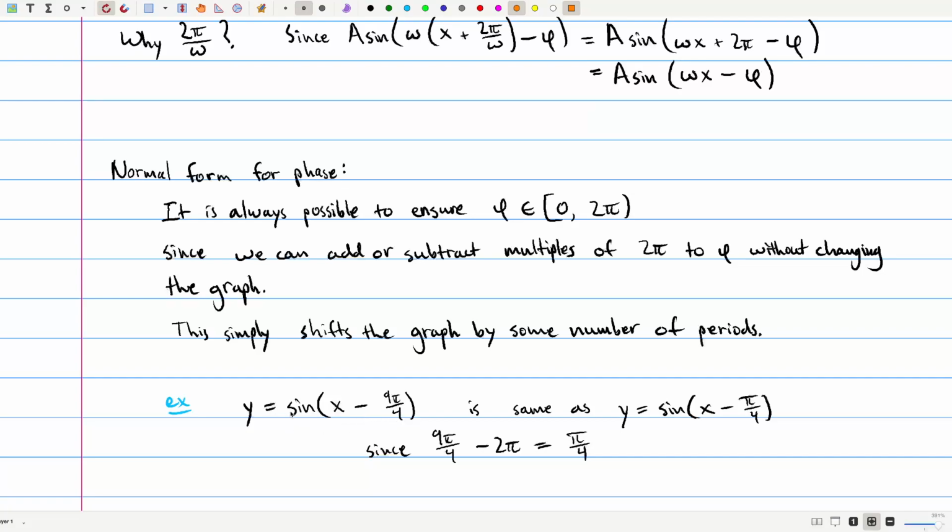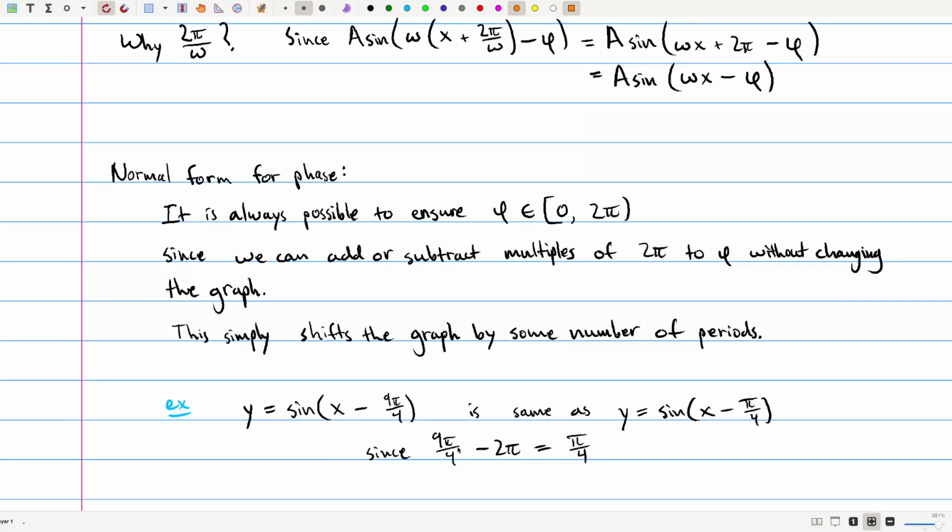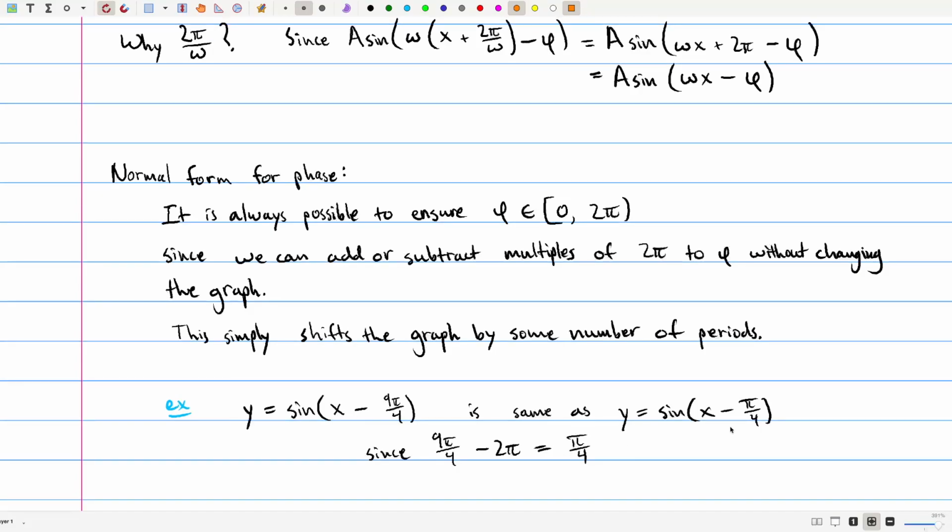In this case, a is 1, the angular frequency is 1, and phi is 9 pi over 4. So, 9 pi over 4, how big is that? It's a bit bigger than 2 pi. If we subtract 2 pi, we get pi over 4, and that's certainly in the range from 0 to 2 pi. And so that is the exact same graph as y equals sine of x minus pi over 4. So pi over 4 may as well be the phase.